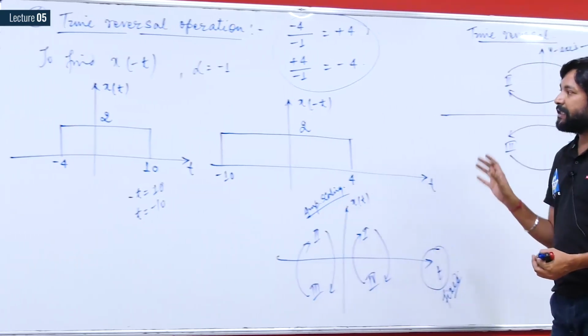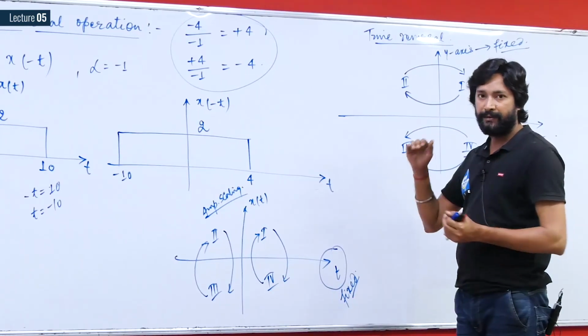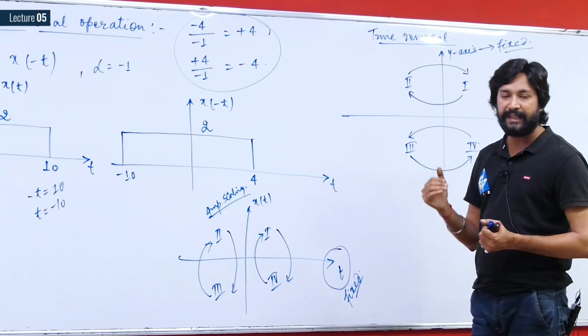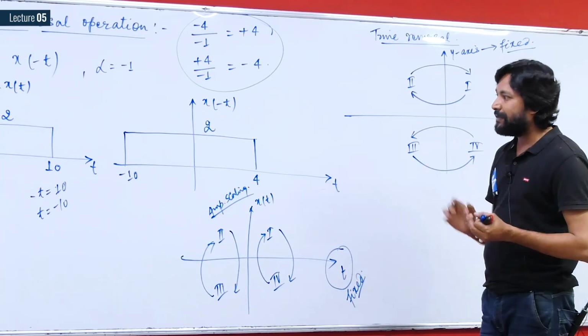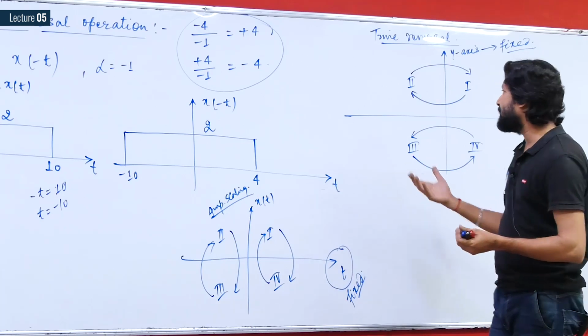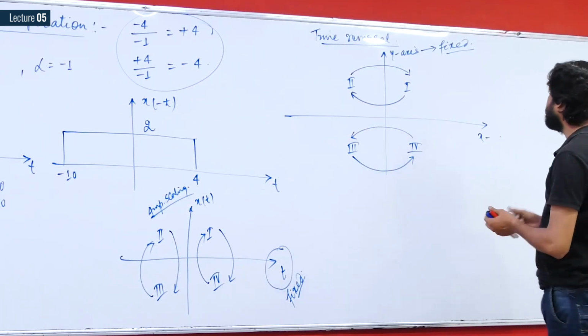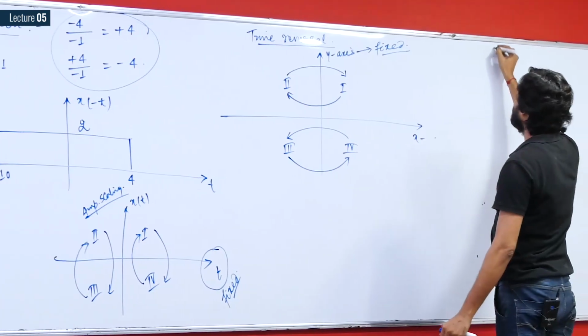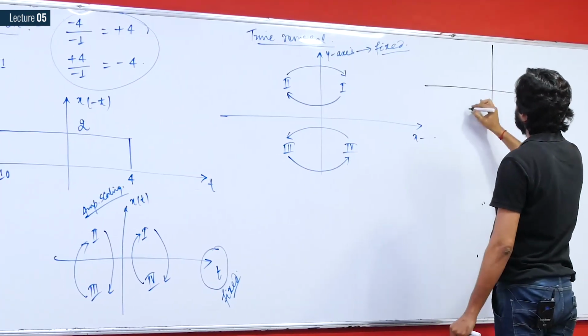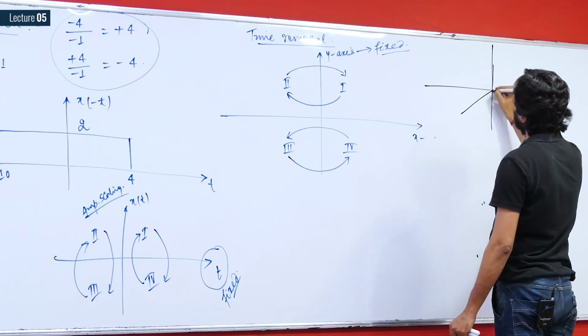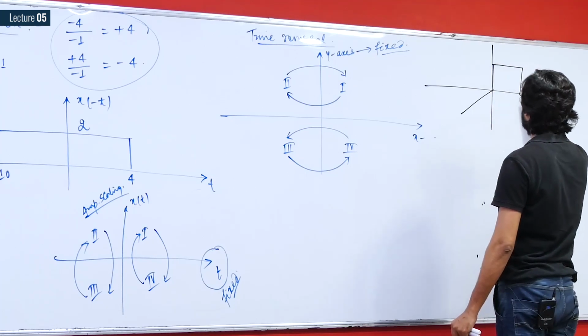So this is your procedure of time reversal, which remains exactly the same for discrete time signals also. Whenever you have to take the time reversal, you just have to fold your x-axis, that is, your time axis. So if you see, let this be your signal x of t.